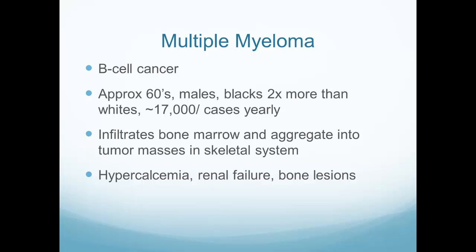Multiple myeloma, on the other hand, is a B cell type of cancer. What's happening here is we have plasma cells that are blocking up the bone marrow. Plasma cells are precursors to B cells, and they're being overproduced and blocking up the bone marrow. Oftentimes what we'll see is a lot of bone pain, possibly pathologic fractures as a result of multiple myeloma.